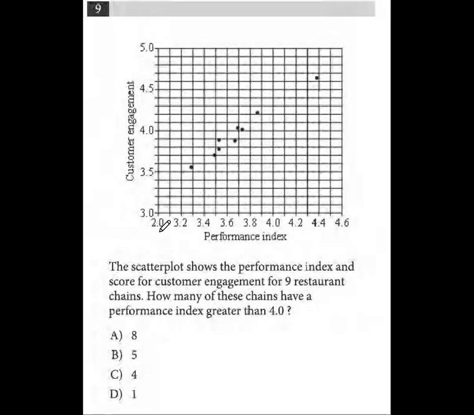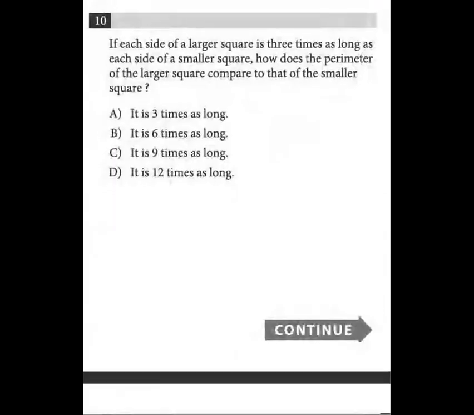Okay, so for question 9, the scatter plot shows performance index and score. How many chains have a performance index greater than 4? Well, in this case, we have 4 here. And we're told how many are greater than this line. That would just be this one. That's 1. So answer is D. Okay, question 10.